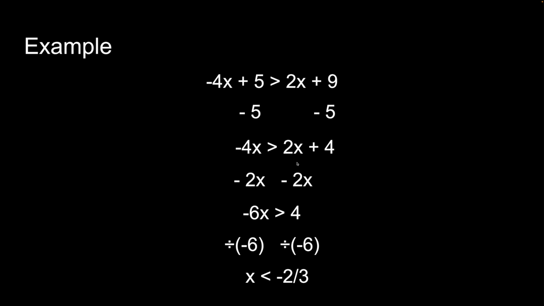Now let's subtract 2x from both sides. So 2x minus 2x is 0. And negative 4x minus 2x is going to be negative 6x. So now we have minus 6x is greater than 4.